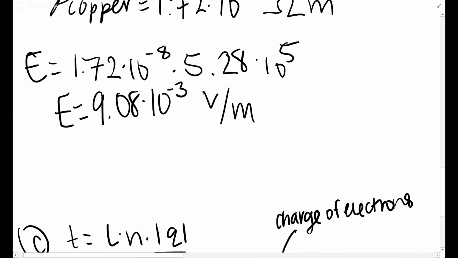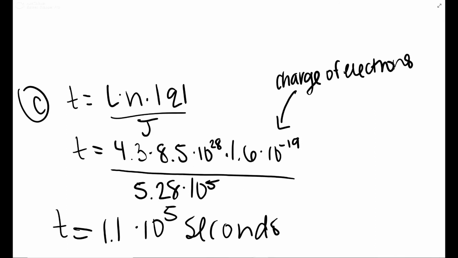Third part wants to know how long it takes to travel the length of the wire. So this is our new equation that we're going to use, where t is time, L is length of wire, N is the concentration, the density of free electrons that it gives you there, q is the charge, and J is the current density we found in the first part. So q, we're talking about electrons, so we're using the absolute value of the charge of an electron, 1.6 times 10 to the negative 19th. We plug in all of our values, 4.3 meters, 8.5 times 10 to the 28th, times 1.6 times 10 to the negative 19th, and divided by the J we found, 5.28 times 10 to the 5th, and we get a simple 1.1 times 10 to the 5th seconds, and that is your answer for C.